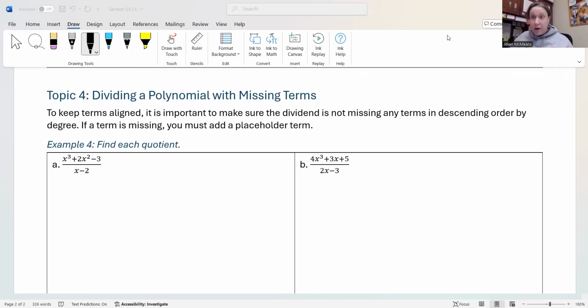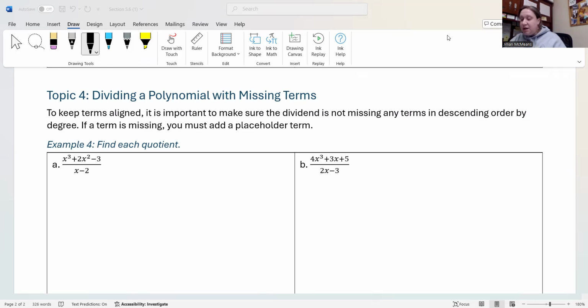So last up in our discussion of dividing a polynomial by a binomial is going to be dealing with dividing a polynomial with missing terms. In the previous videos, we looked at this long division, and I said as you place your terms in your quotient, make sure you line up like terms in columns. That's really, really important. It helps us keep everything neat and organized. It helps when we combine like terms. It's a good thing to do, okay?